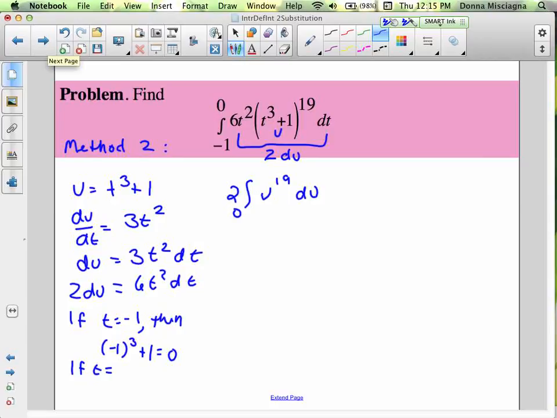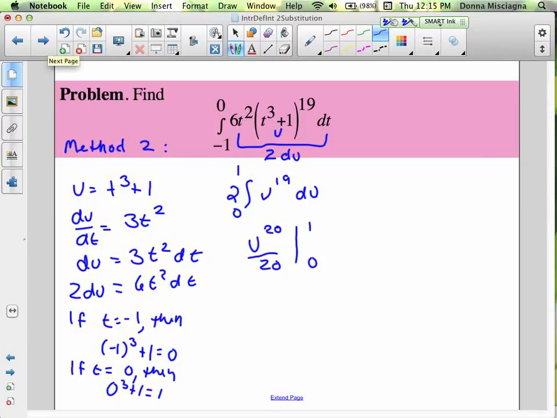If t equals 0, you get 1, because 0 cubed plus 1 is 1. So now we have 0 and 1 as our limits. Pretty easy numbers to work with. All right, so we'll integrate. This will be u to the 20th divided by 20, and then we're going to evaluate that from 0 to 1.